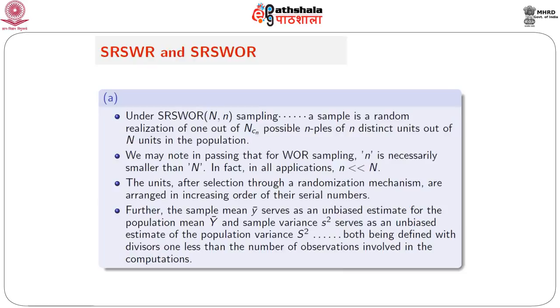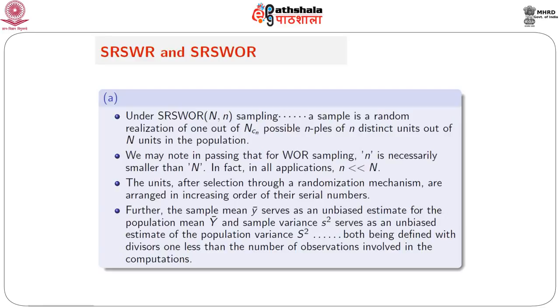Over there, a sample is a random realization of 1 out of all capital N choose small n possible n-tuples of n distinct units out of capital N units in the population. We may note in passing that for without replacement sampling, small n is necessarily smaller than capital N. In fact, as you said, in all applications, small n is much less than capital N.